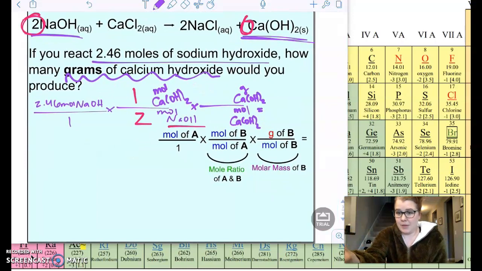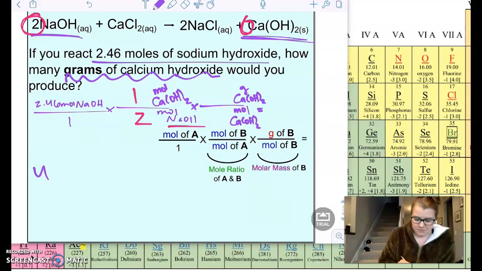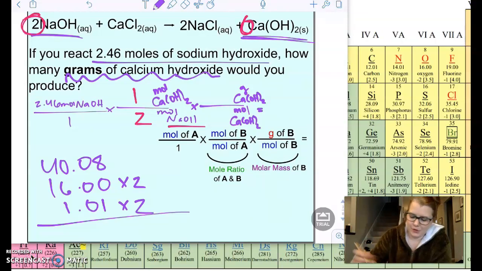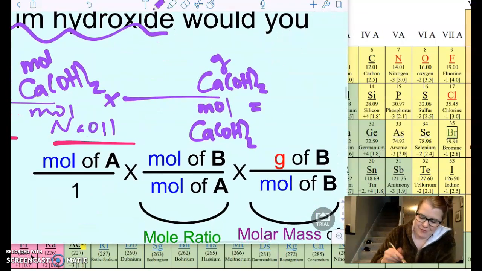So I could use the periodic table behind me, and I'd look at calcium, which has a molar mass of 40.08. Oxygen is 16.00, and there's 2 of them. Note the parentheses. And then there's 2 hydrogens. Also note the parentheses. When you add these together, you get 74.10. So 74.10 grams in 1 mole.